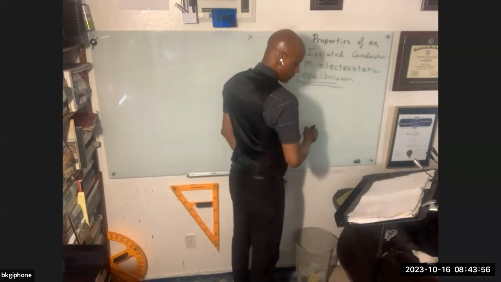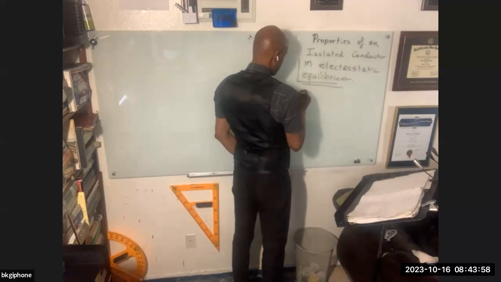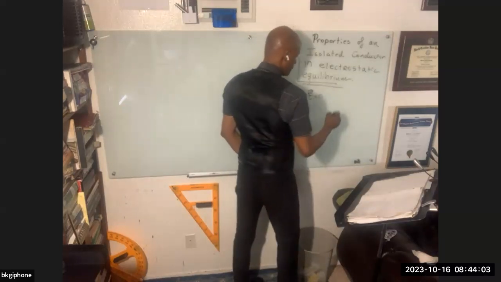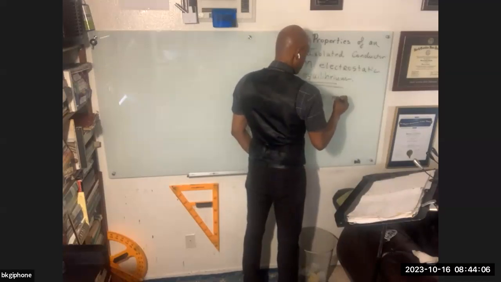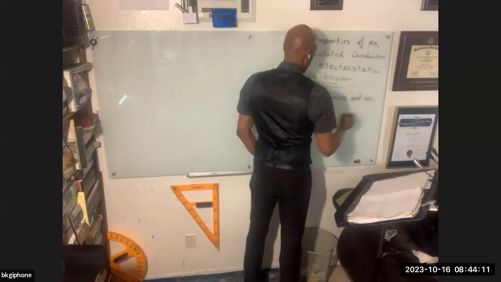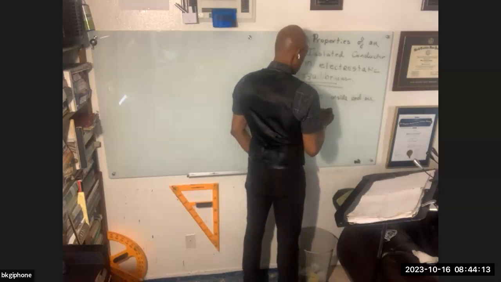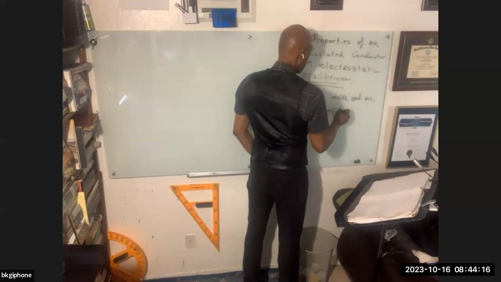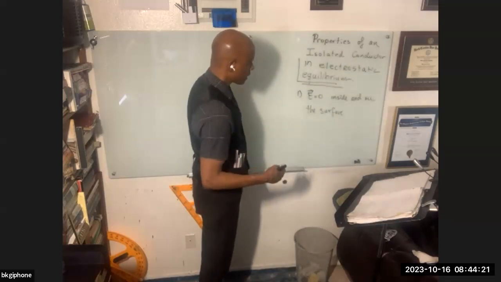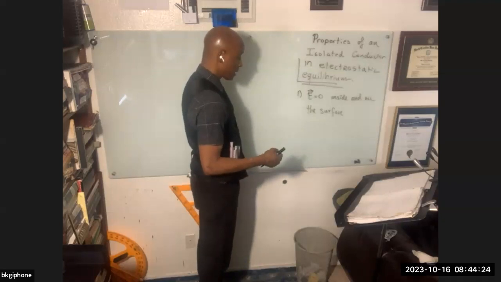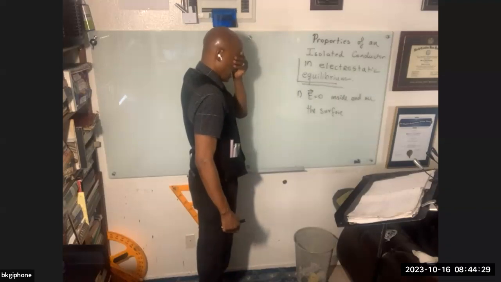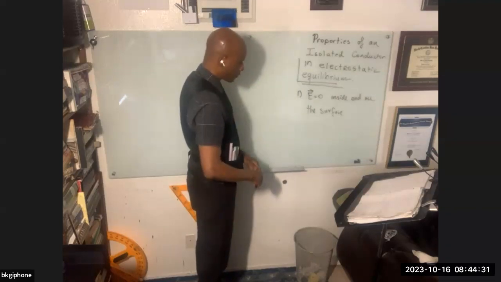So the electric field then is zero, both inside and on the surface. So this reads as the electric field is zero inside and on the surface of an isolated electrostatic conductor in equilibrium.